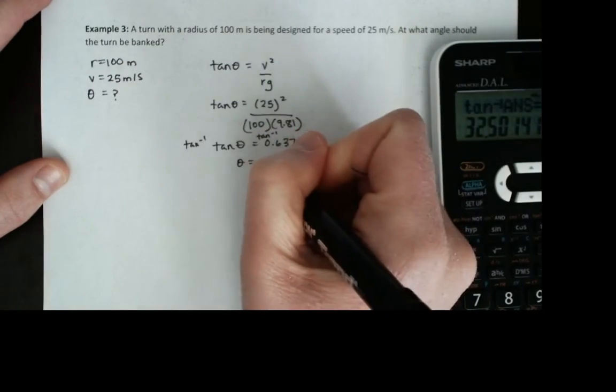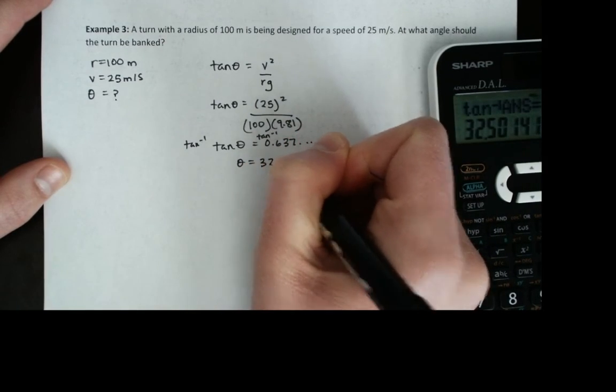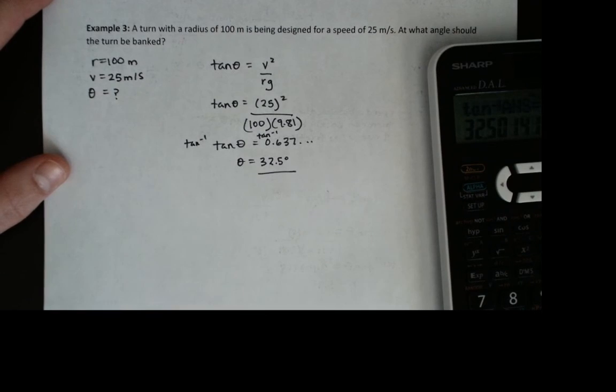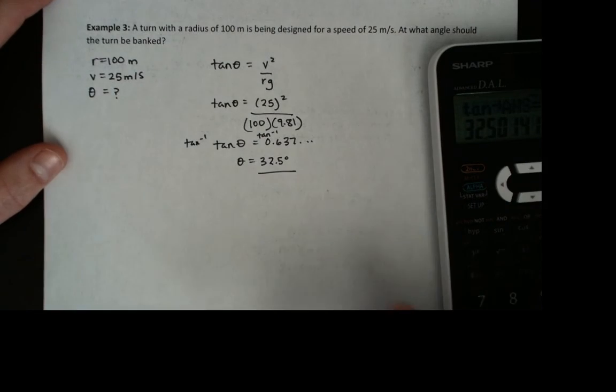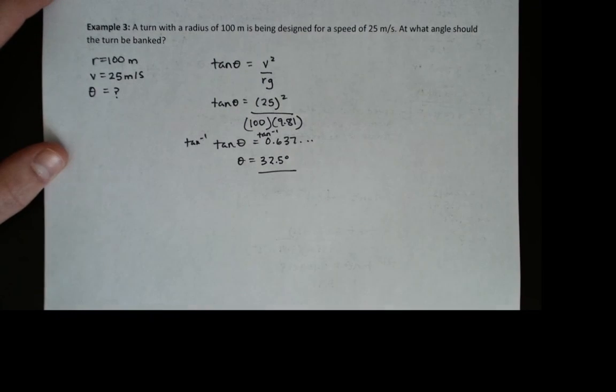32.5 degrees. That is a very, very, very steeply banked corner. Not advisable. That'd be really hard to build. Anyways, this is the banked curves lesson.